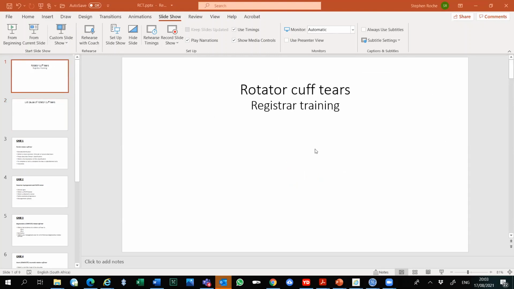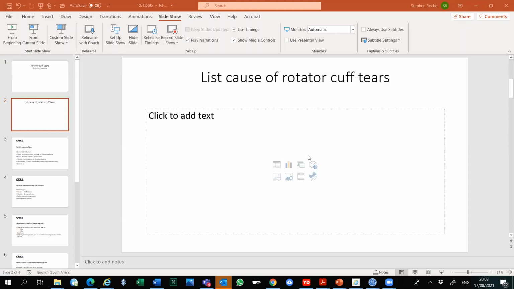Okay, so we've got a list here. Let's start with Benjamin. What have you got there? I've got subacromial impingement. Trauma. And then degeneration. Okay, so there's 2 big broad groups. Is that all you've got, Benjamin? Yes, Prof. Okay, we're going to leave that.